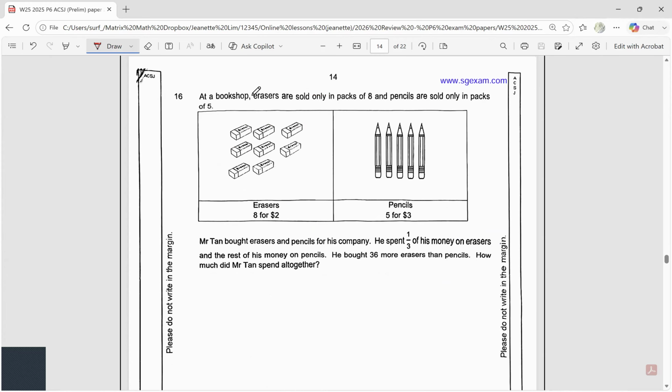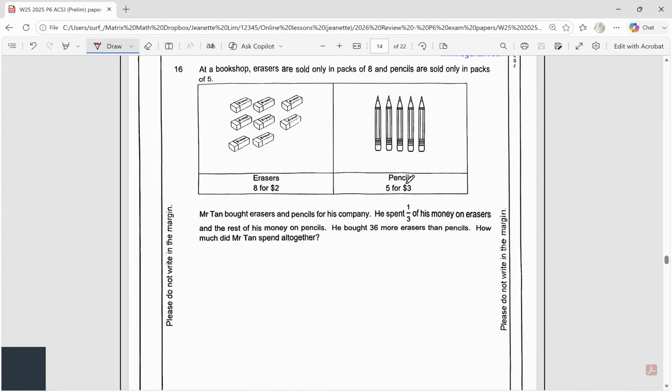Question 16. At a bookshop, erasers are sold only in packs of 8, and then you have pencils in packs of 5. Mr. Tan bought erasers and pencils for his company. He spent 1/3 of his money on erasers and the rest on pencils. He bought 36 more erasers than pencils. How much did he spend altogether?